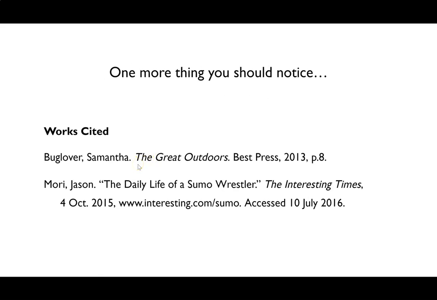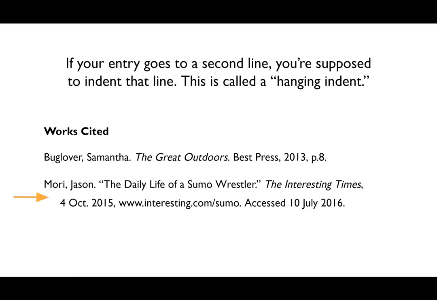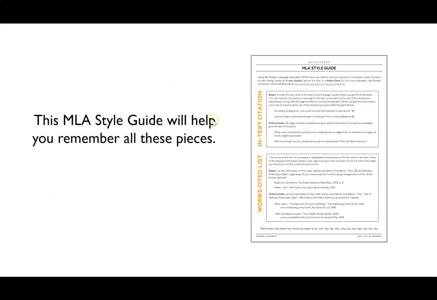The other thing to notice for your works cited is to make sure that if your entry goes beyond your first line, that you have what's called a hanging indent. That's where it's about a 1/2 inch of space moving in. On Canvas, I have the MLA style guide here that you can see small in the video, and so this will help remind you of everything that we just talked about as well.